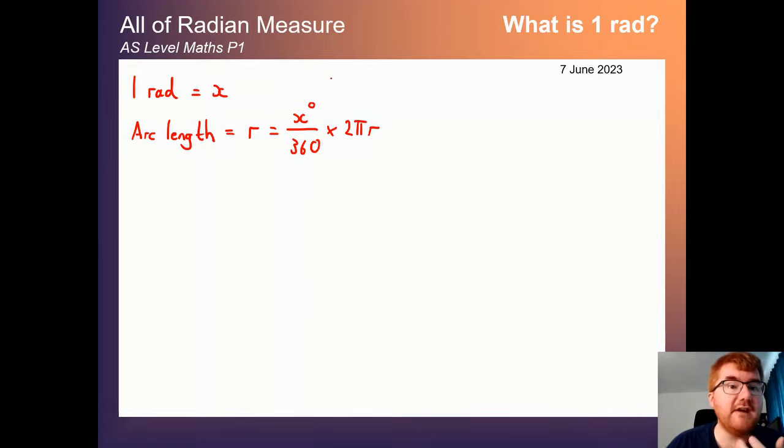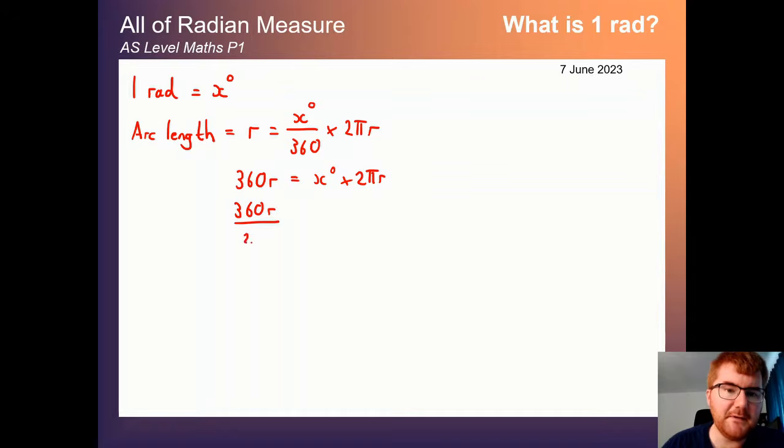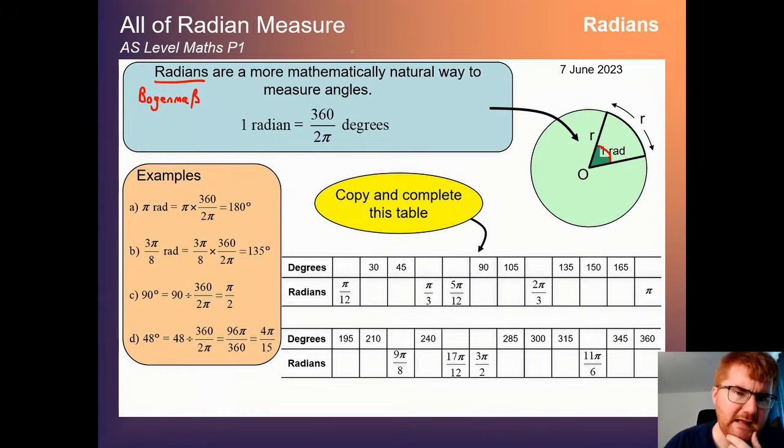At this point, all we do is rearrange this to make x the subject. So we times by 360, so we get 360r is equal to x degrees times 2 pi r. Then we divide through by 2 pi r, so we get 360r divided by 2 pi r is equal to x degrees. And we have r top and bottom, so we can cancel. And notice that then x degrees is equal to 360 over 2 pi radians. So this is where this definition comes from. Again, not needed for the actual exam itself, but if you're interested where this comes from, this is a quick demonstration why. Now, luckily, most of the time you don't really have to use this conversion a lot.